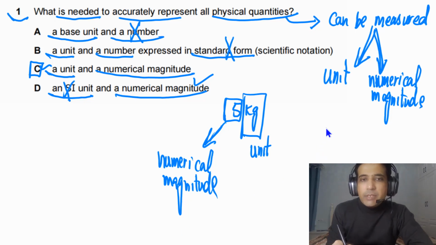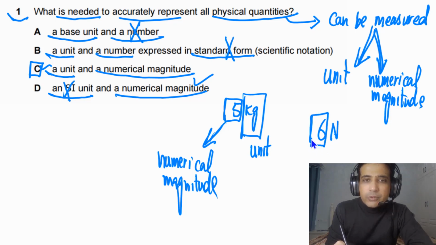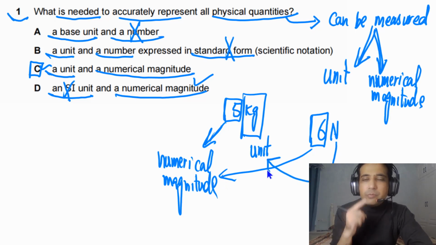And also, let's say we have 6 newtons. This is representing force. So this is the numerical magnitude, and N is the unit. So physical quantities are represented by a unit and a numerical magnitude. This is what you need to understand. But a physical quantity like strain has no unit because it's a ratio between two same quantities.